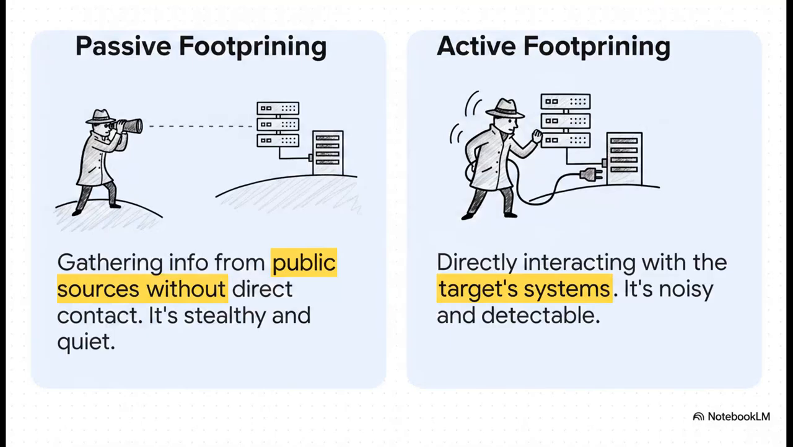And this whole investigation, it really happens in two very different ways. First, you've got passive footprinting. Think of this like being a spy with a pair of binoculars. You're just gathering public intelligence without anyone knowing you're there. Then there's active footprinting. This is like walking right up to the front door and knocking. So one is super stealthy and the other is, well, pretty loud.